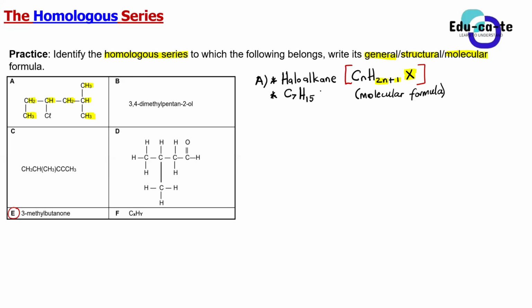Chlorine. The chloro, the Cl there. Guys, even if you don't really count the number of hydrogens, because you know the general rule, it says H2n plus 1. Since you have got 7 carbons in compound A, you can just say 2 times the number of carbon, which is 7, plus 1. And 2 times 7 is 14. 14 plus 1 will give you what? Will give you 15 hydrogens.